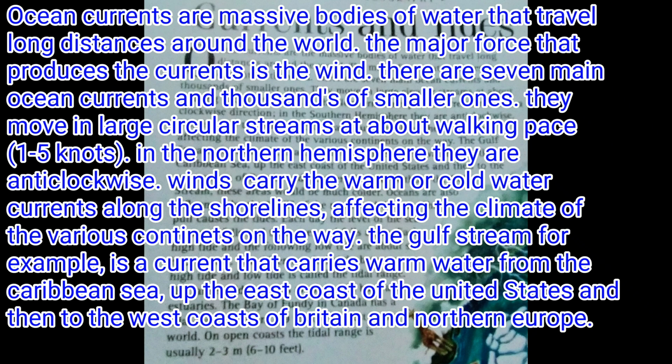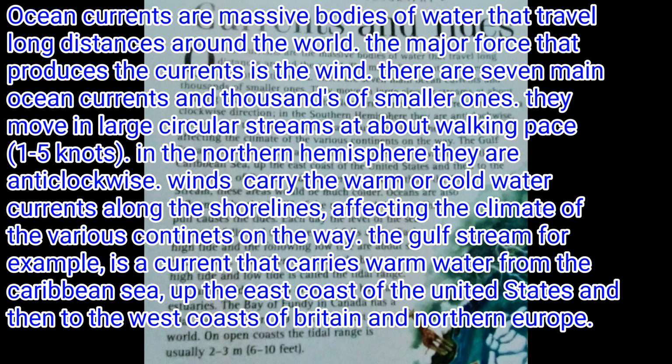Ocean currents are massive bodies of water that travel long distances around the world. The major force that produces the currents is the wind. There are 7 main ocean currents and thousands of smaller ones. They move in large circular streams at about walking pace, 1 to 5 knots. In the northern hemisphere they are anti-clockwise.